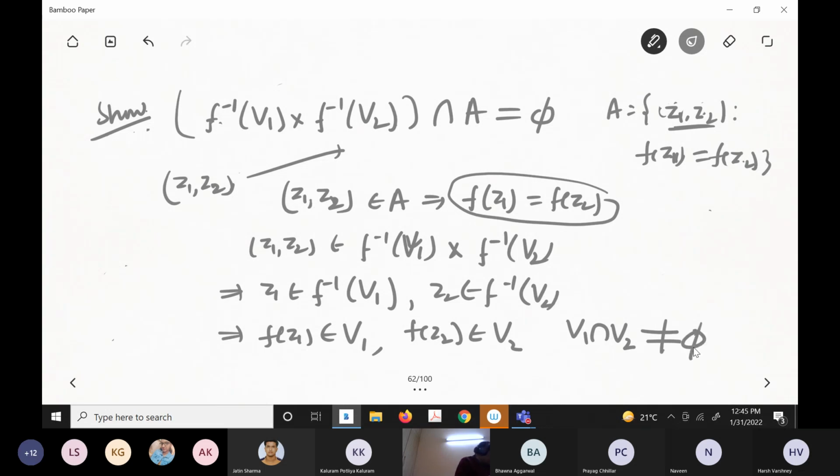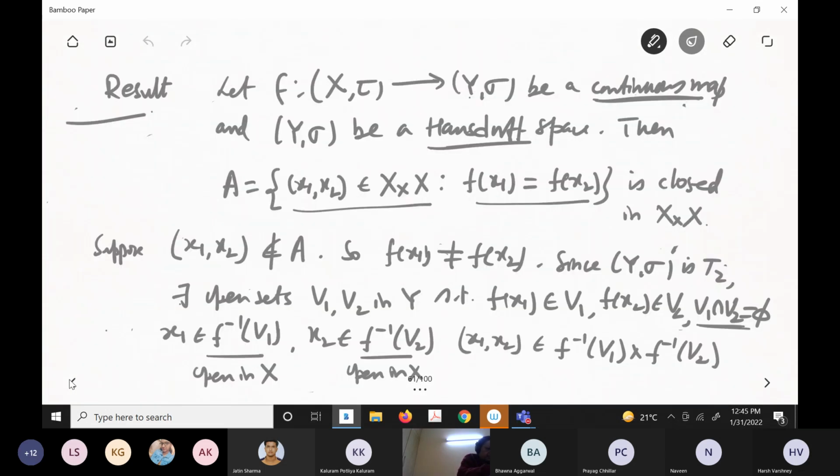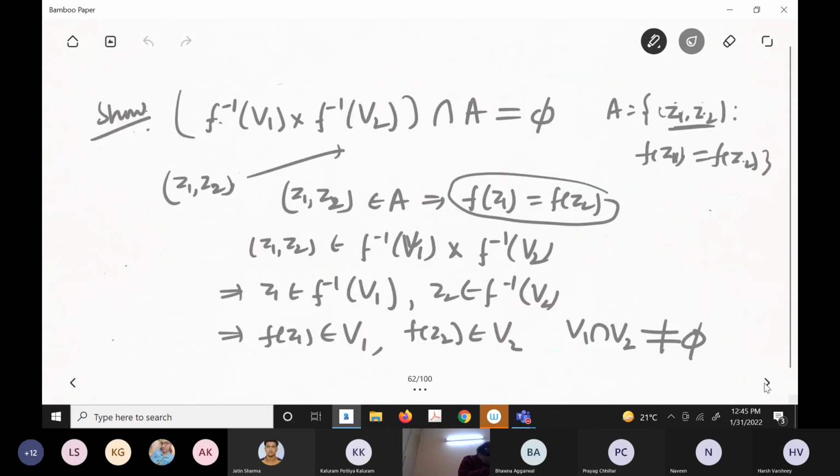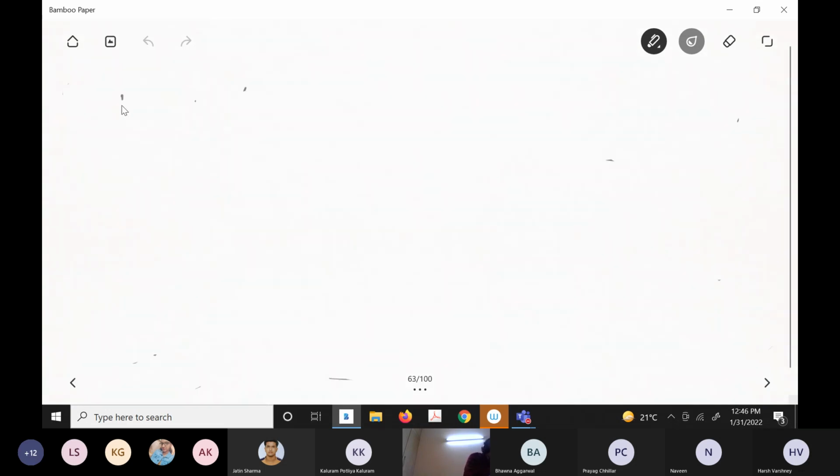That if v1 intersection v2 is, look here. This is Hausdorff. You need Hausdorff for your proof. So this is closed, right? Well, the next result is saying you are playing with Hausdorffness. How Hausdorff is important.